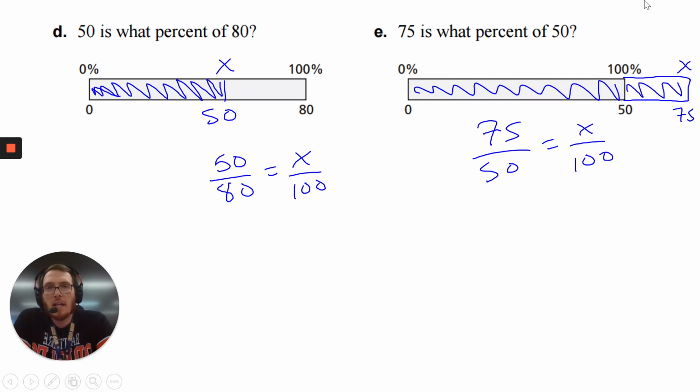50 is what percent of 80? Okay, so 50 out of 80 equals x over 100 because it's out of 100%. Cross multiply, solve. Okay, now letter E here is the tricky one. It says 75 is what percent of 50? 50 represents 100%. My number, 75, is higher than that.